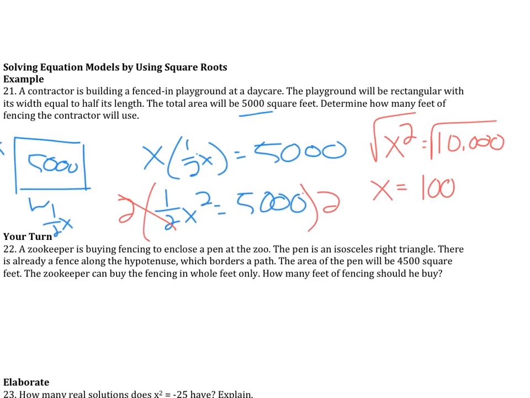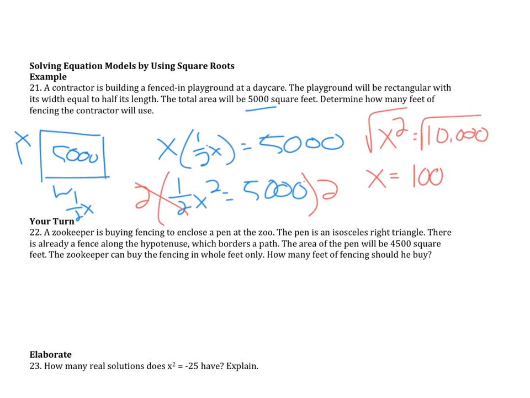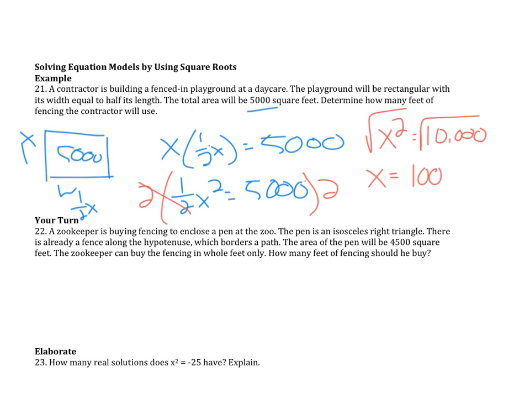Now it says determine how many feet of fencing the contractor will use. So our length is 100, and then our width is half of that, so that's just going to be 50 and 50, and so we need to add all that up. 50 and 50 is 100. So 100 plus 100 plus 100 is 300 feet. Not squared.